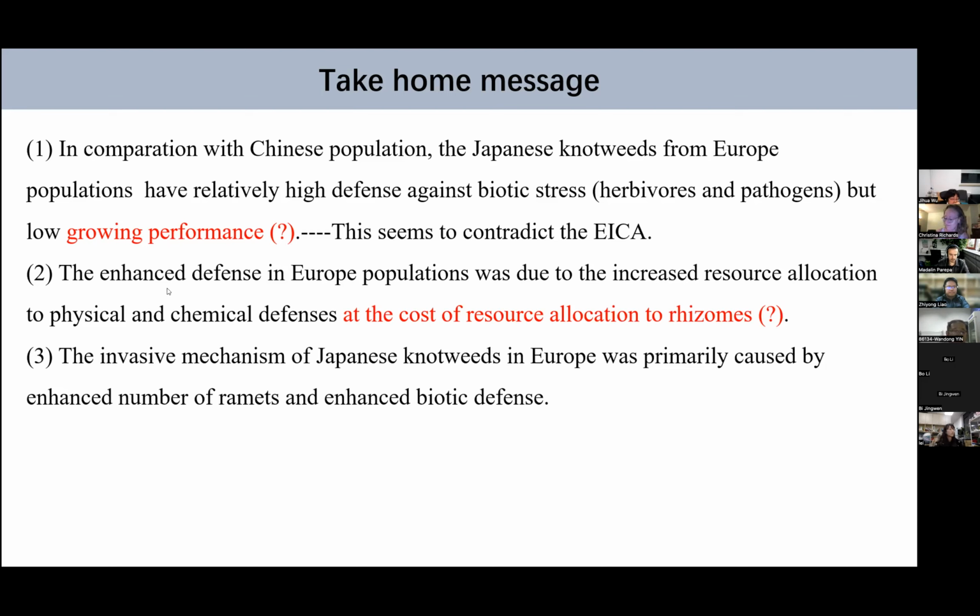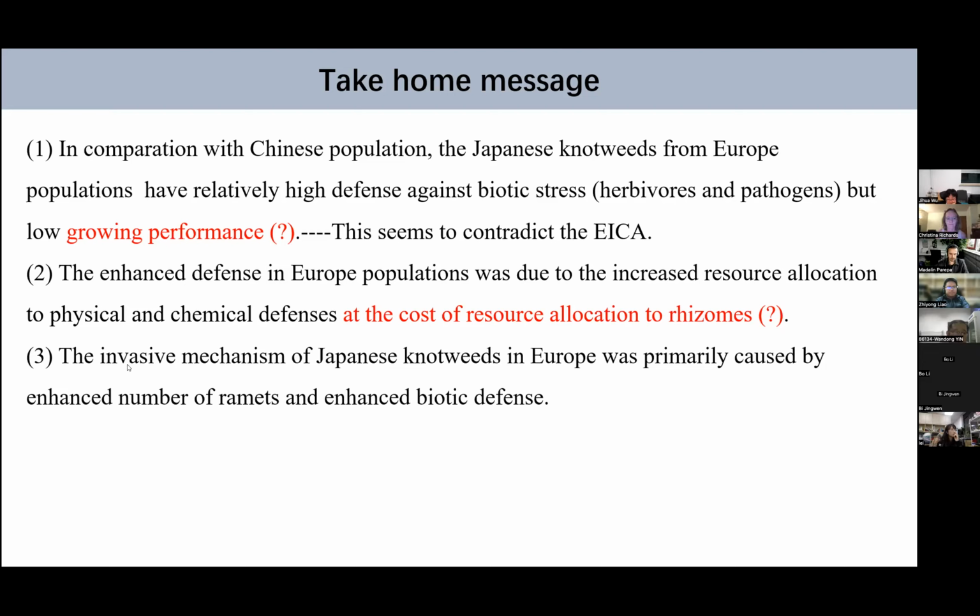Second, the enhanced defense in the European population was due to the increased resource allocation to physical and chemical defense. Here, the leaf toughness, leaf thickness, and lignin, maybe some other chemicals we haven't finished preparing. But at the cost of the resource allocation to rhizomes, we found the Chinese rhizome biomass was heavier than the European.